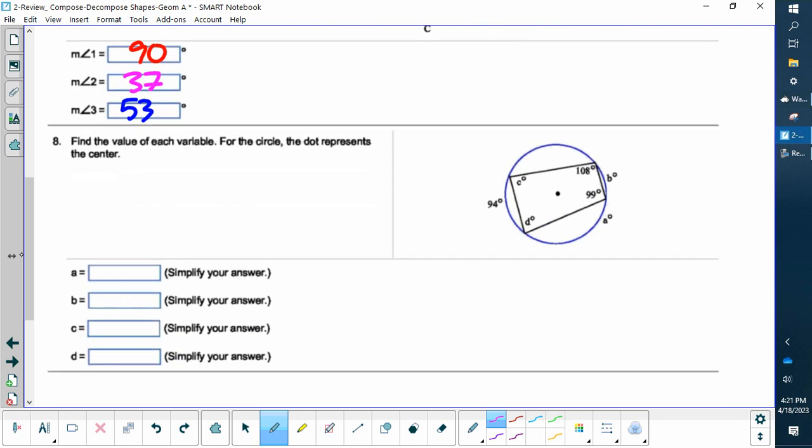Okay, this is a pretty complex problem. There's a lot going on here. So I'm going to start off with these angles C and D inside of this quadrilateral. This is called a cyclic quadrilateral, and the rules here are opposite angles have to add up to 180. So those have to add up to 180, and these have to add up to 180.